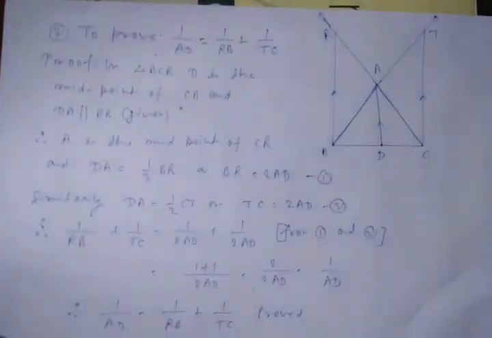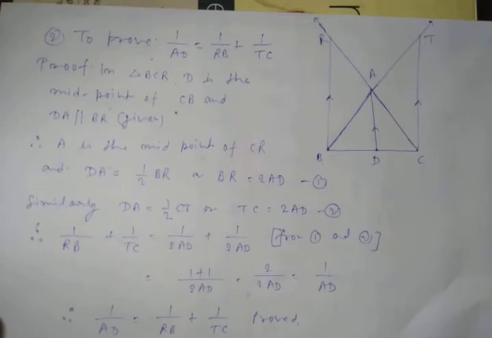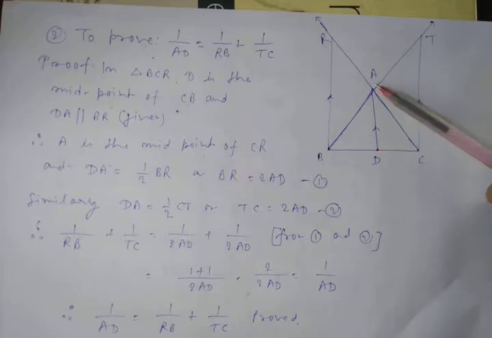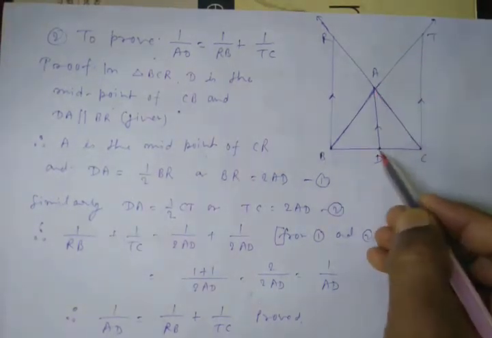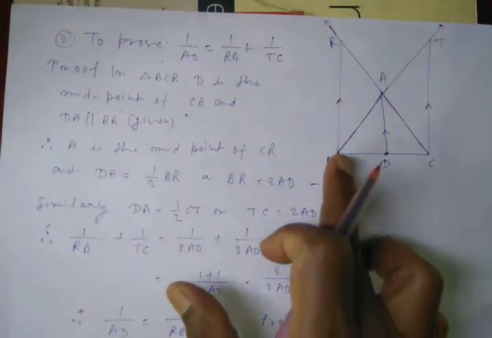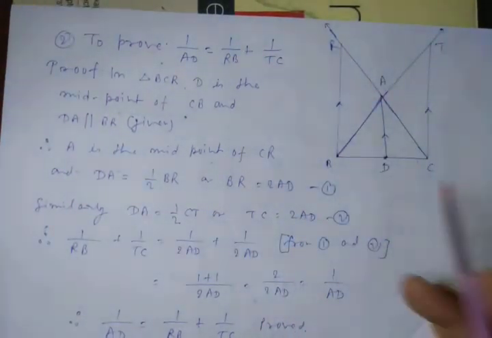And the question number 2 is this. In this question, you can see the figure first. We are given a triangle ABC and AD is the median, and a median is a line segment which joins the vertex to the midpoint of the opposite side. That is, if AD is the median, then D will be the midpoint of BC. Then BR and TC are drawn parallel to AD.